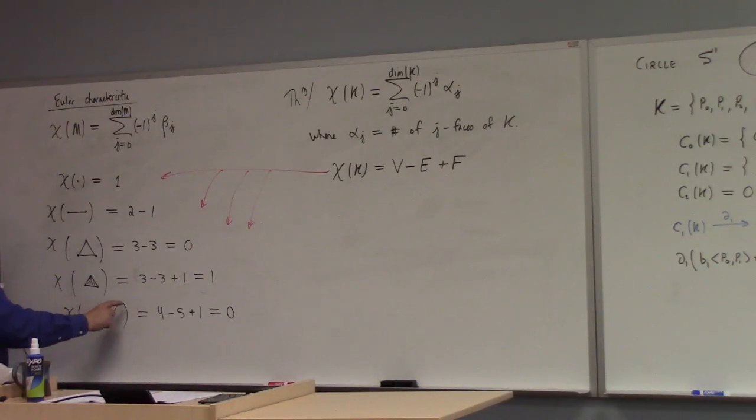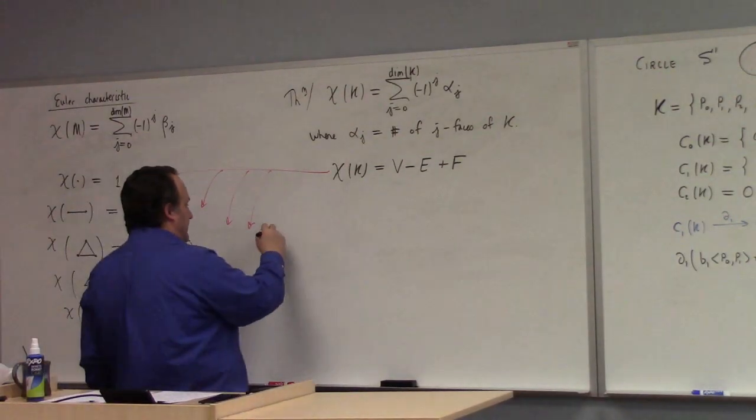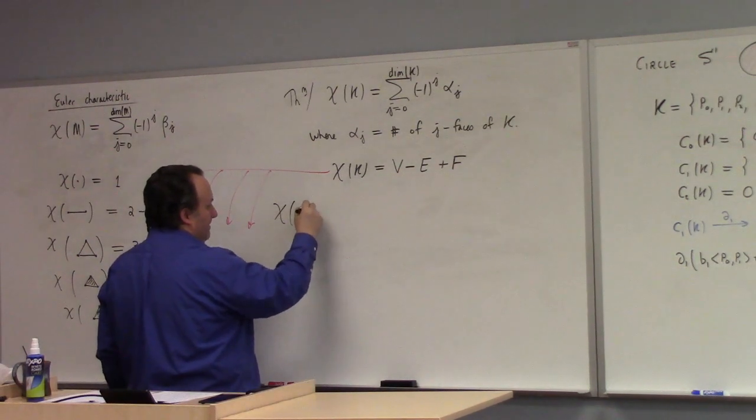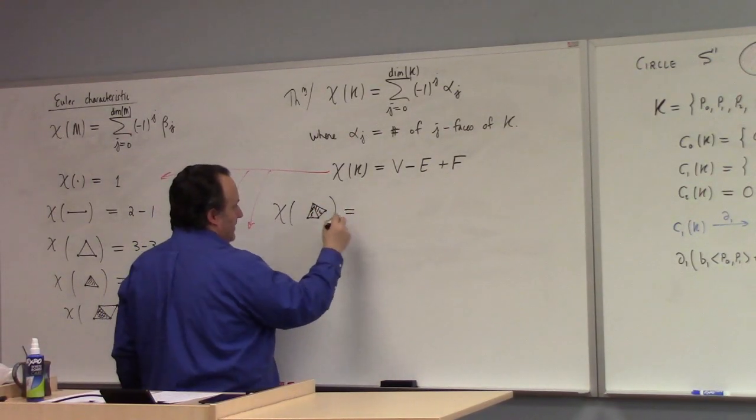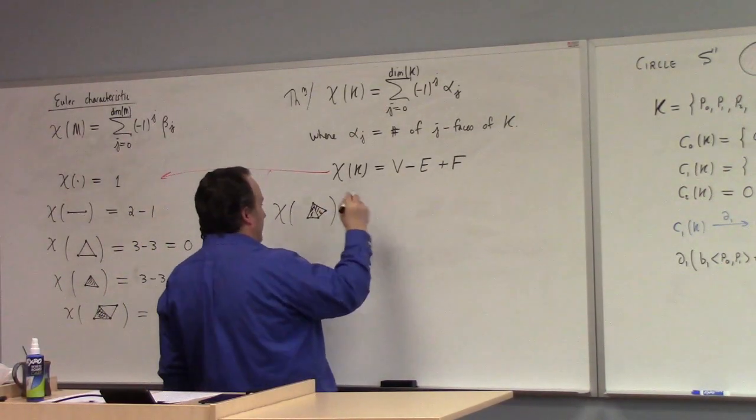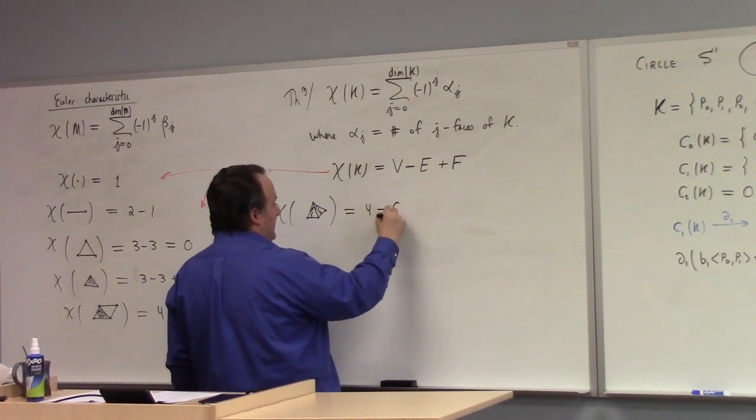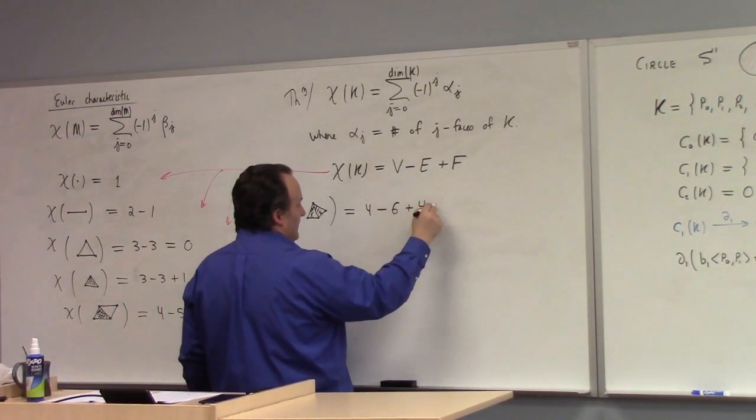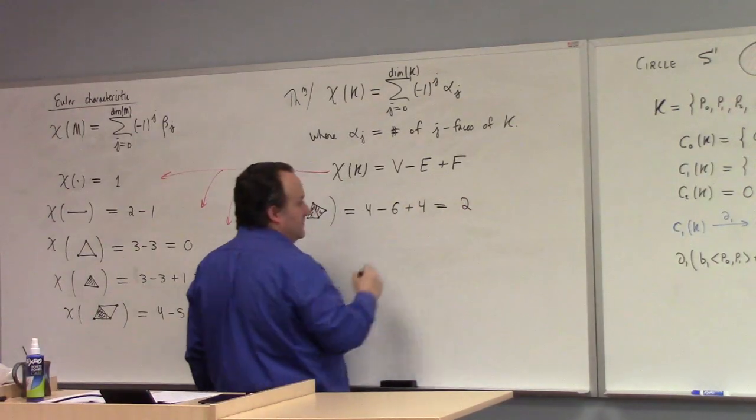Here we've got 4 vertices, 5 edges, 1 face, 0. All right? It's not a tetrahedron? Well, the tetrahedron, yeah. How many we got? 4 vertices, 6 edges, and 4 faces. We got ourselves 2.